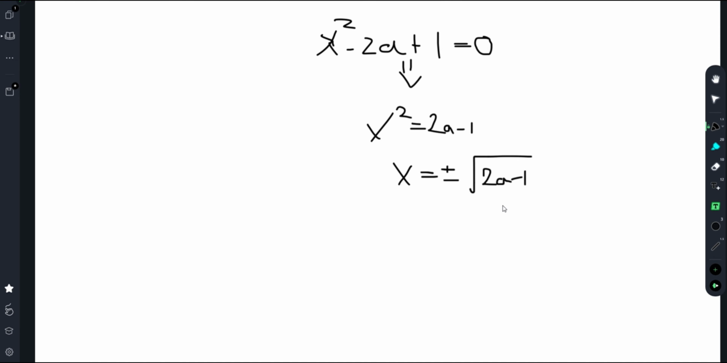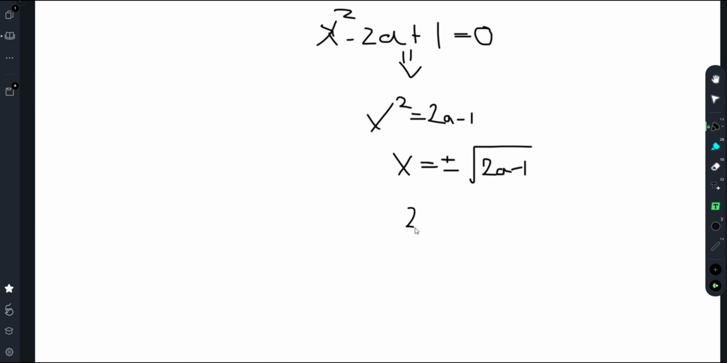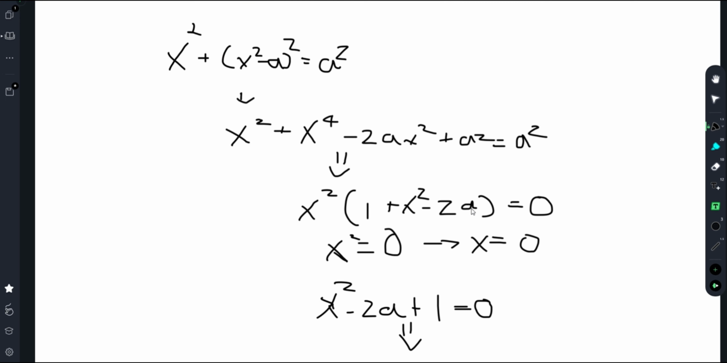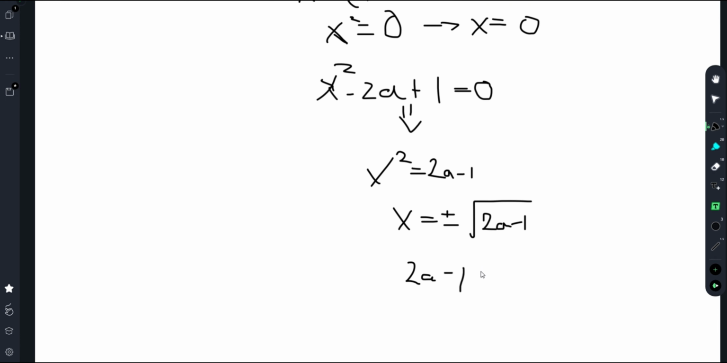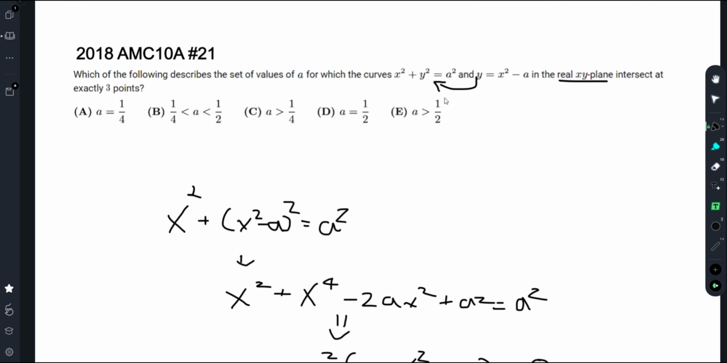So since x is a real number, 2a minus 1 has to be non-negative. Because if it's a negative number, this would be i, and x would not be a real number in the real xy plane. So 2a minus 1 has to be greater than or equal to 0. So 2a is greater than or equal to 1. a is greater than or equal to 1/2. And that is our solution.